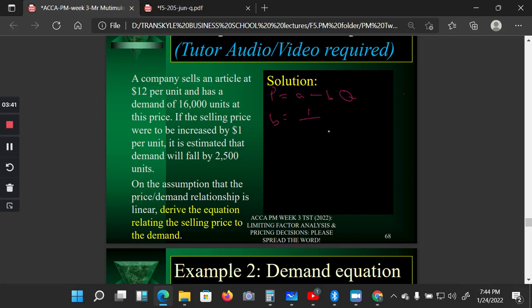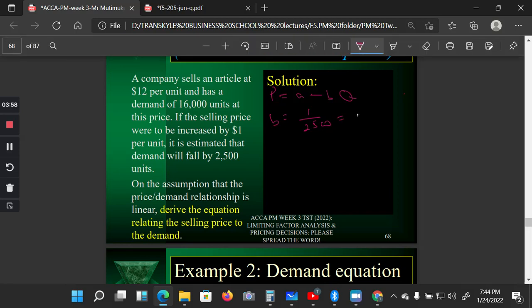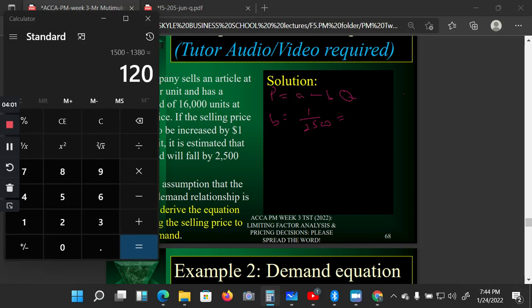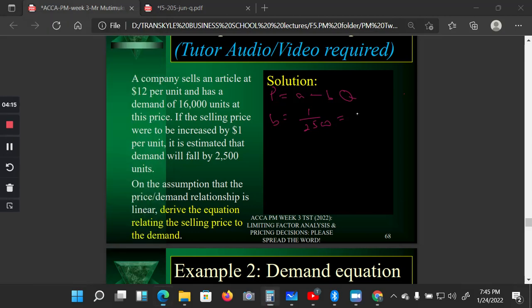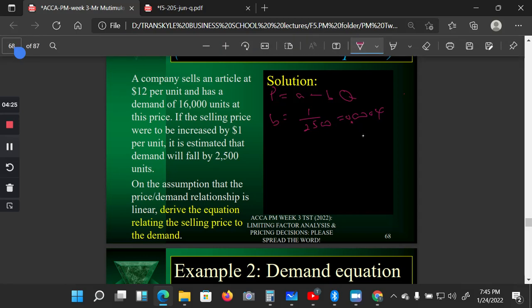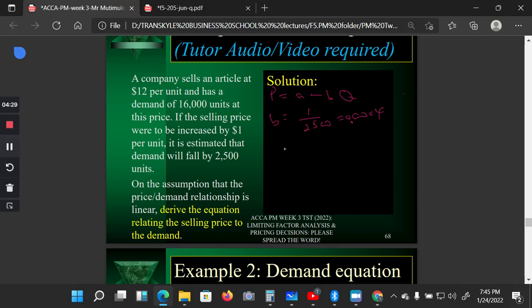1 dollar divided by 2,500. That is the change. All right, if we use our calculator, 1 divided by 2,500, that's 0.0004. All right?